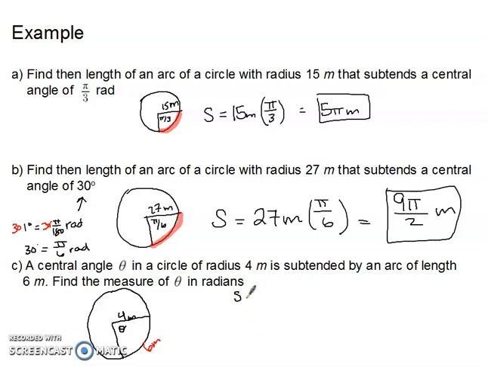So I know that S, my arc length, is equal to radius times theta. Well, now my arc length is 6 meters. My radius is 4 meters. What I don't know is theta. So I'll divide by 4 meters on both sides to isolate my theta. And reducing, my units reduce, and 6 over 4 reduces down to 3/2, which is equal to theta. So theta is 3 over 2 radians.